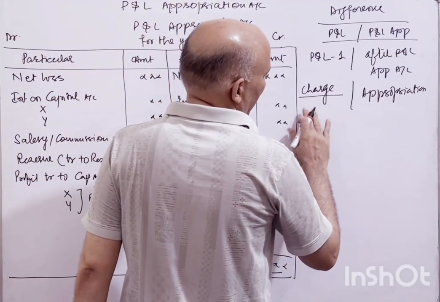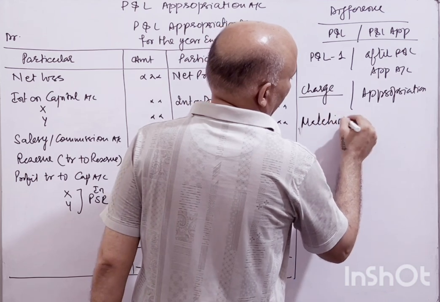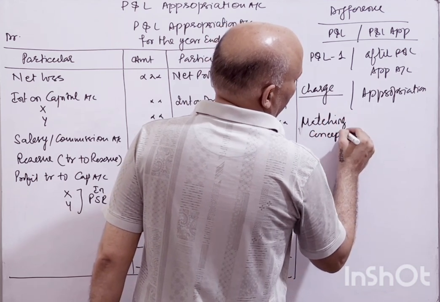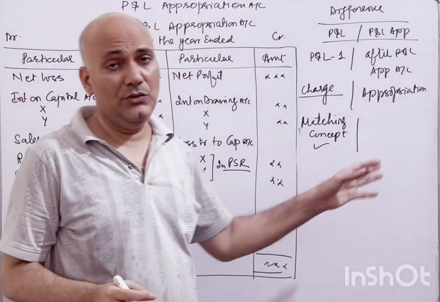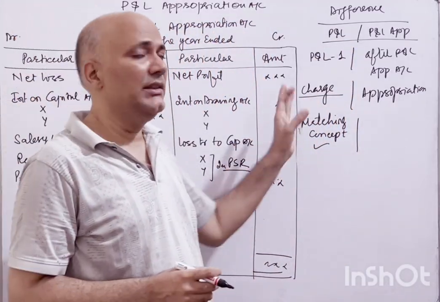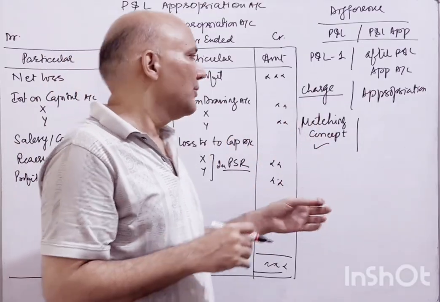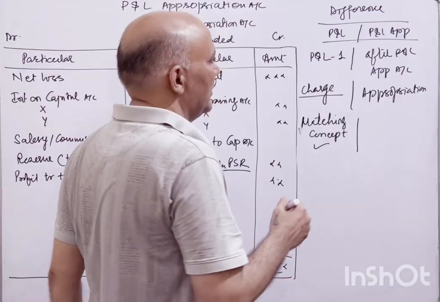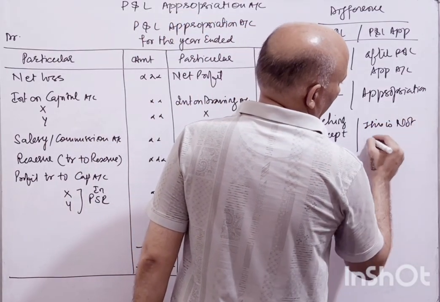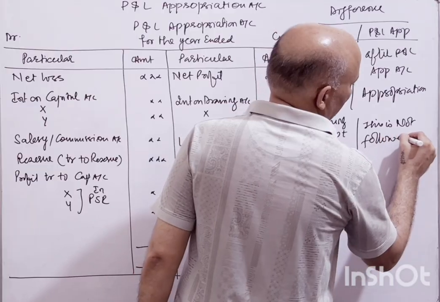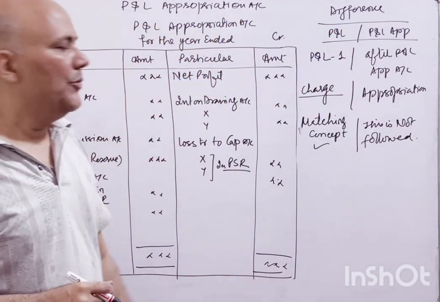Matching concept. Yes, this is followed in profit and loss account, but why so? Because expenses are charged and they are matched with all the revenues, whereas in profit and loss appropriation account this is not followed, right? Why so? Because there is no matching of that, there is only appropriation of profit.